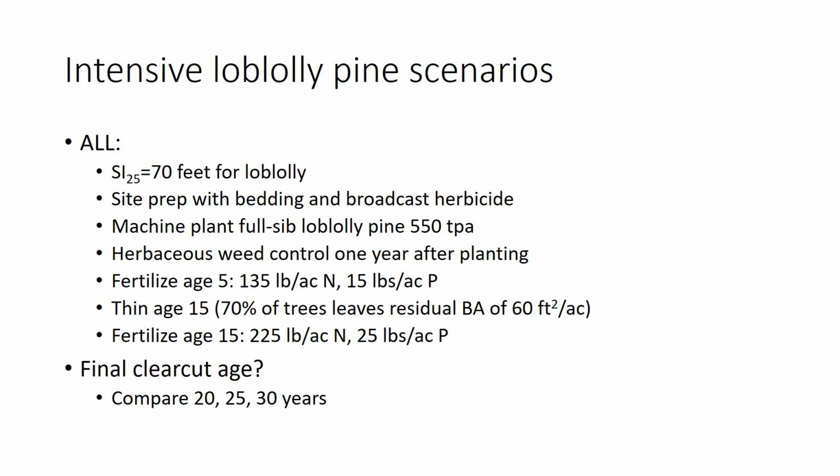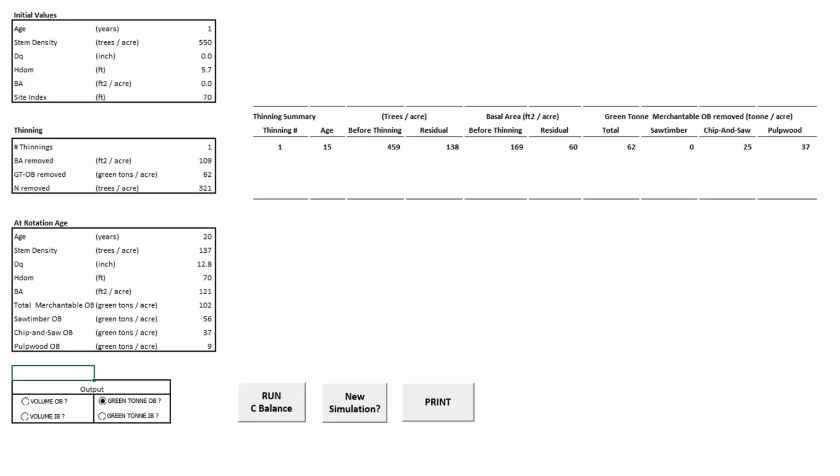Okay, so here are those LEV analyses for those different scenarios. Just an example of what the growth and yield modeling looks like, in this case for a rotation age of 20. I ran the growth and yield model with all of those inputs that I listed on the previous slide. With a thinning at age 15, remove 70% of the trees, with a residual basal area of 60 square feet per acre, and that thinning producing this amount of chip and saw and pulpwood.